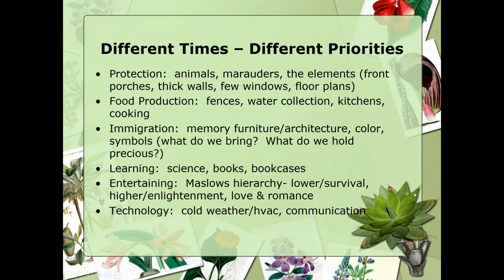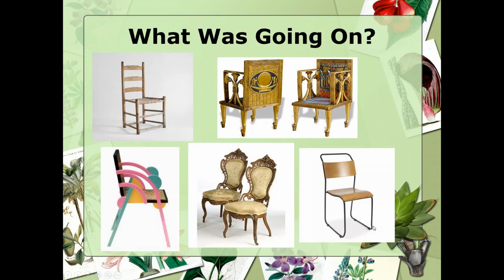Entertaining, Maslow's hierarchy: lower is survival, higher is enlightenment, love and romance. Technology: cold weather, HVAC, communication. We'll even see all the transitions for how glass started to become a thing, going from leaded panes to built-in to automatic. Big changes with our technology. What was going on? Just looking at these chairs, we can see how much change we're going to experience as we read through the book.